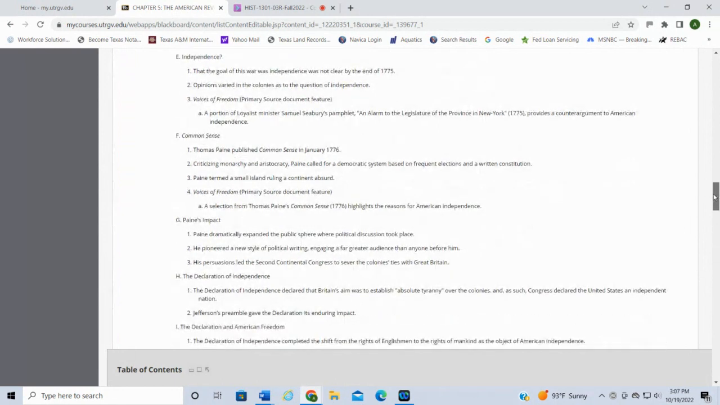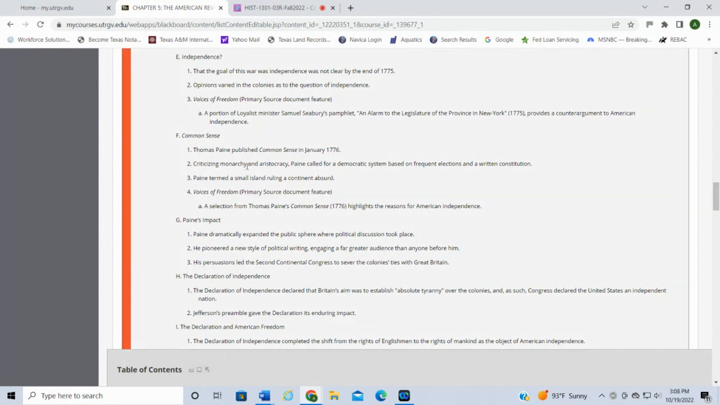The turning point of this, of course, comes from Thomas Paine's Common Sense, his essay. It's actually one of my favorite political writings. I have a copy of Common Sense here in my house, and in my office, and it's really awesome. I love it because it's titled Common Sense very appropriately. Paine criticized monarchy and aristocracy, and he called for a democratic system based on frequent elections and a written constitution.